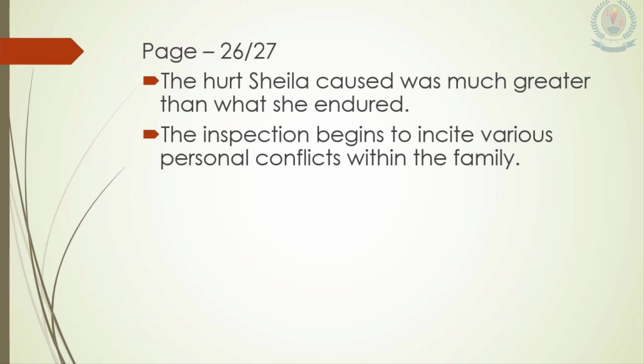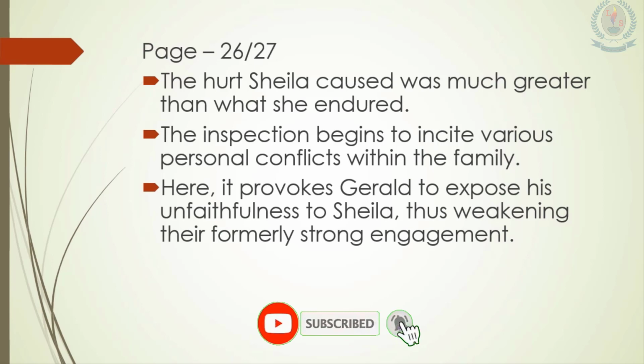So we see the inspector uses this protocol, the procedure, to bring out the personal conflicts within the family. In these pages you see one of them: it is Gerald having an affair with Eva Smith, which proves his unfaithfulness to Sheila.